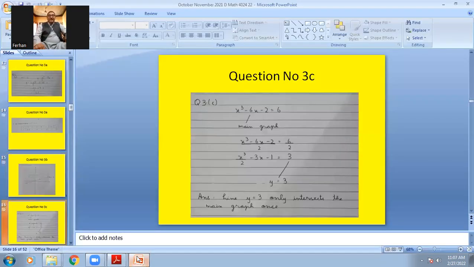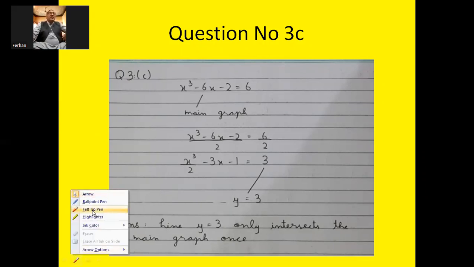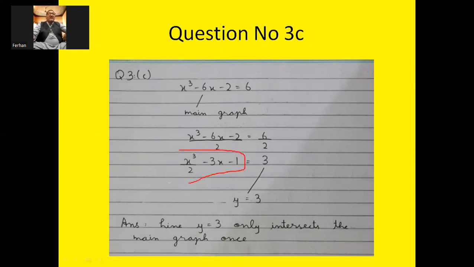So let me show you. The equation whose solutions they are asking about is x cubed minus 6x minus 2 equals 6. I will try to make the equation of the main graph on the left side. For that purpose, I will divide both sides by 2, so you will have x cubed divided by 2 minus 3x minus 1 equals 3. You can see this is the equation of your main graph, and whatever is on the right side, just write y equals this.